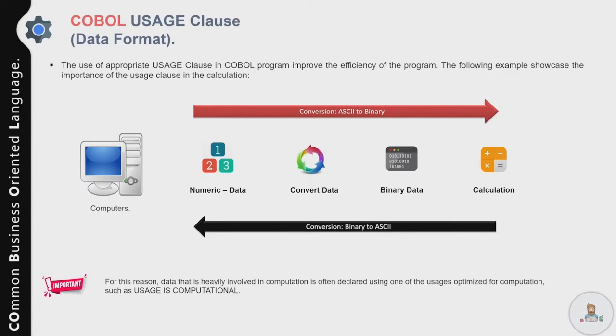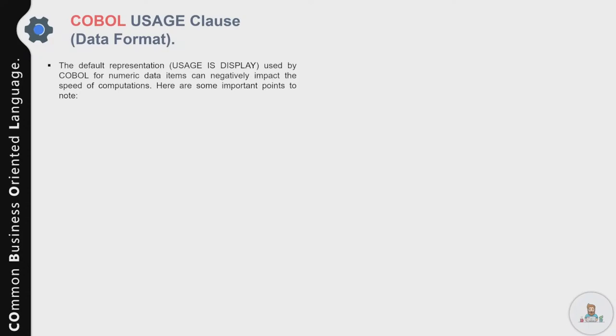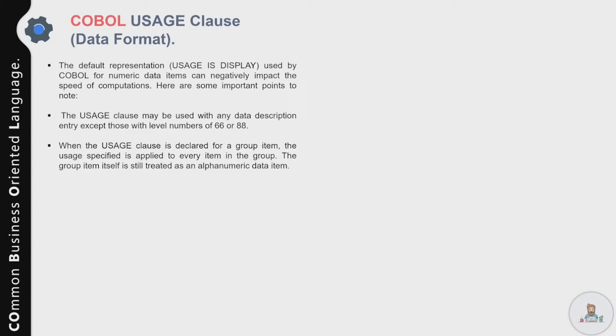So finally, the default representation, usage is display, used by COBOL for numeric data items can negatively impact the speed of computation. Apart from that, there are a couple of additional points that you should always remember when you're using the usage clause in your COBOL program. The first one is that the usage clause may be used with any data description entry except those that are defined at level 66 or 88.